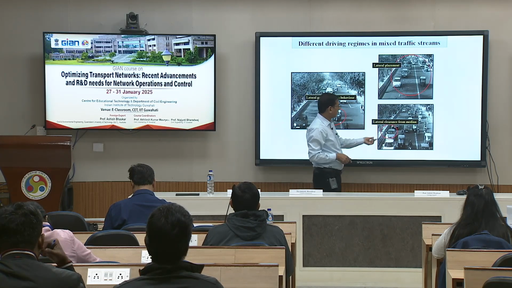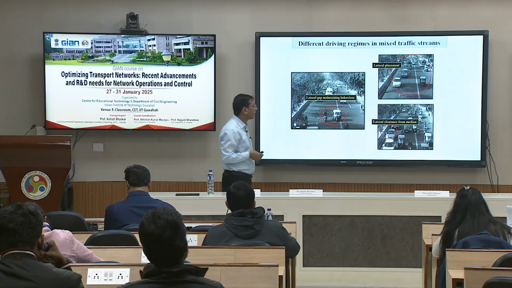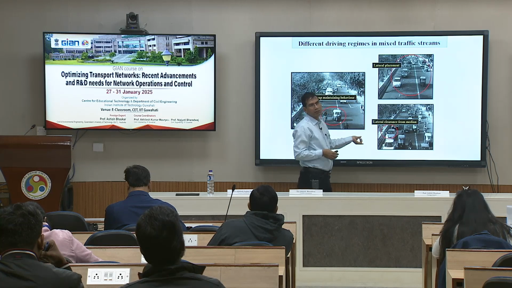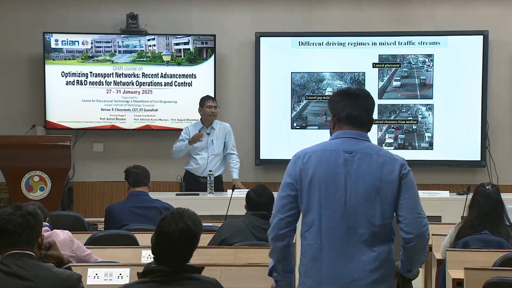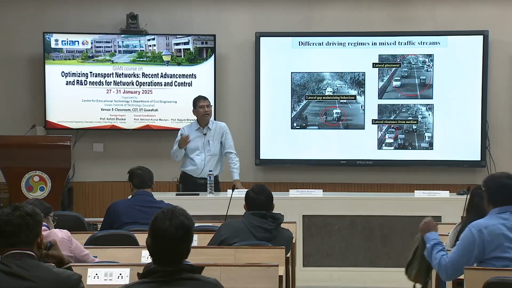Then, once you are interacting two-dimensionally, it also becomes important to see how much lateral clearance you are maintaining, not only with the vehicle but with the infrastructure. Because in an urban setup, we are not following any standard height of the divider. Every city administration decides some kind of divider height irrespective of what IRC suggests.